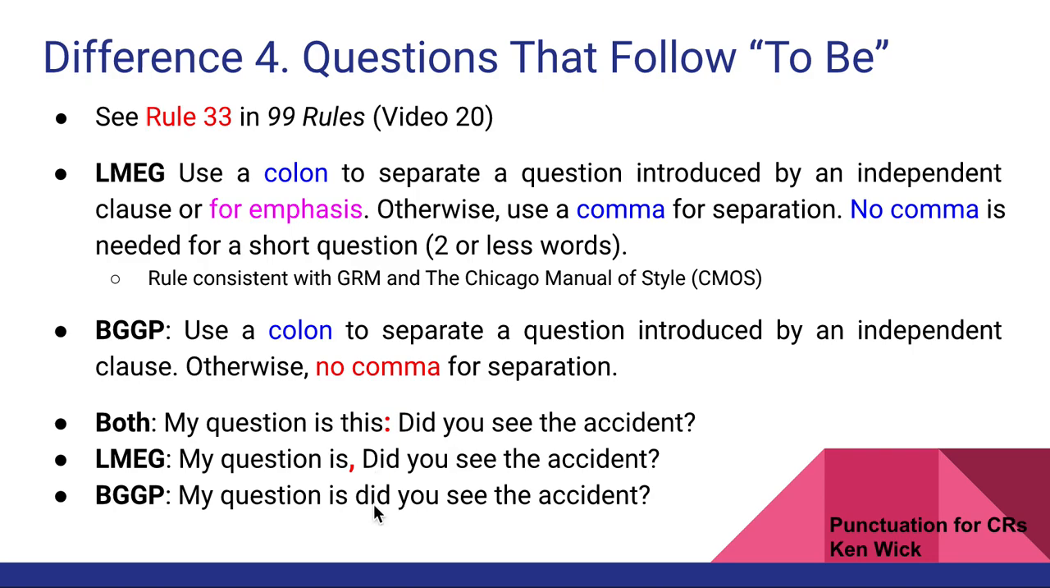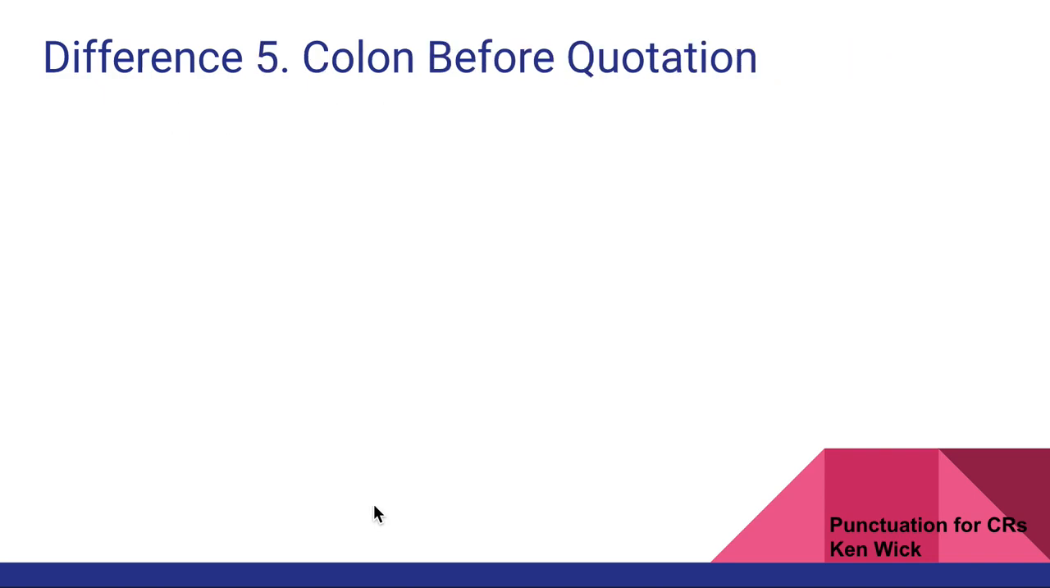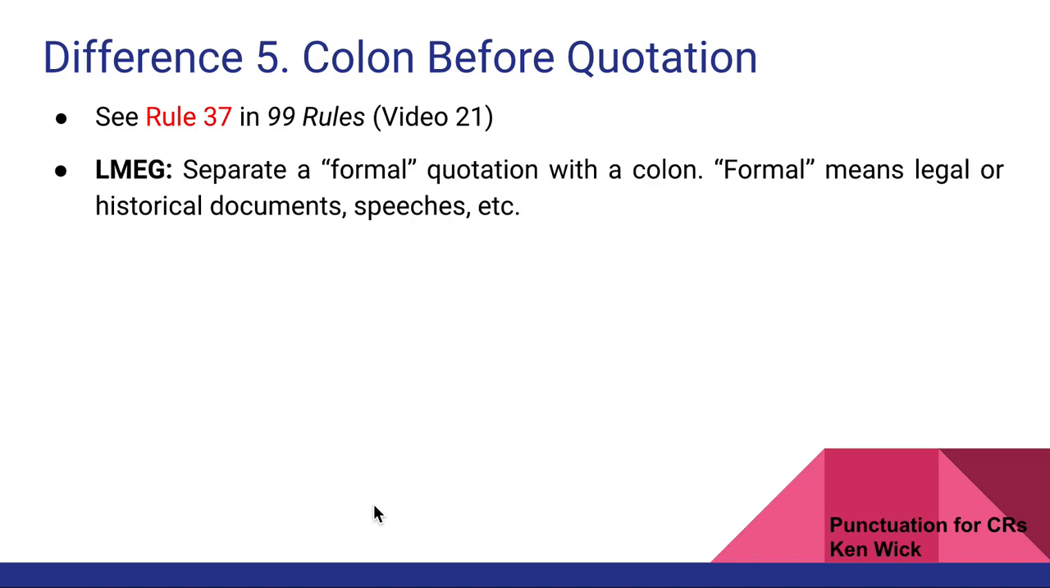So that's another difference. Difference number 5 is a colon before a quotation, or when to use a colon before a quotation. This is rule number 37 in the 99 rules, or see video 21. LMEG says, so when do you use a colon before a quotation? Separate a formal quotation with a comma. It defines formal as meaning legal or historical documents, so you're quoting from a legal or historical document or from speeches, etc. That's what it means by formal.